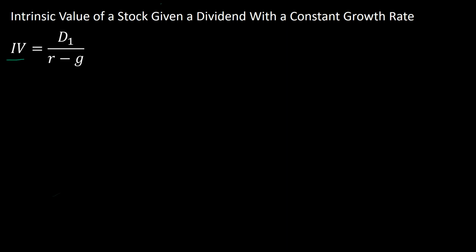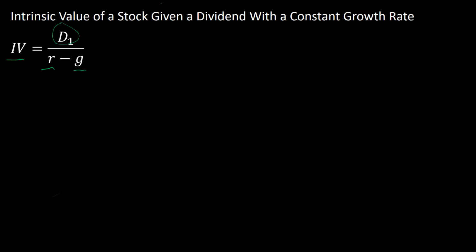So here we have the intrinsic value to an investor equals, in the numerator, the dividend at time one, so basically next year's dividend, divided by the investor's required rate of return minus the growth rate of the dividend. Now, you'll very likely be given both the investor's required rate of return and the growth rate of the dividend, but what you won't be given is dividend at time one.